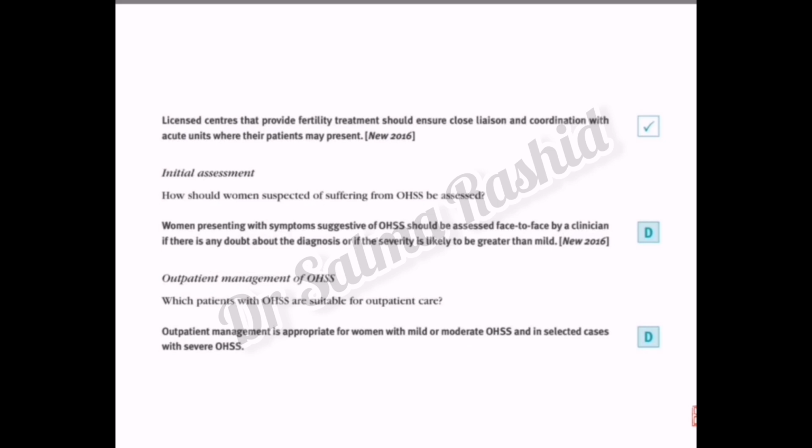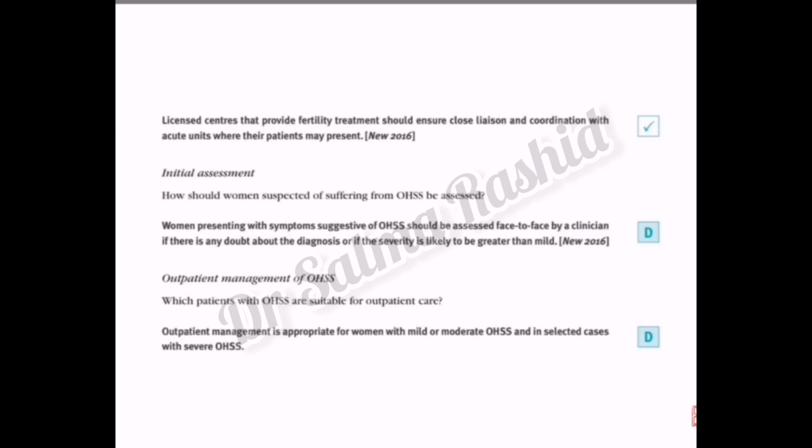Initial assessment. How should women suspected of suffering from ovarian hyperstimulation syndrome be assessed? Women presenting with symptoms suggestive of ovarian hyperstimulation syndrome should be assessed face to face by a clinician if there is any doubt about the diagnosis or if the severity is likely to be greater than mild.